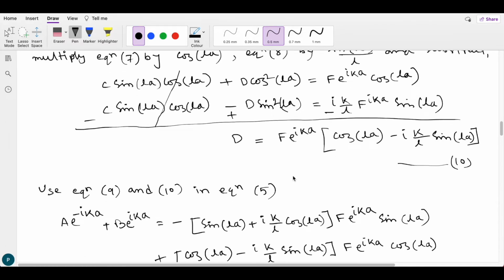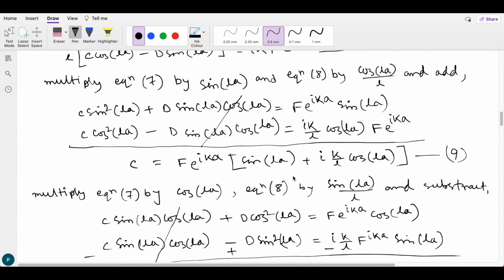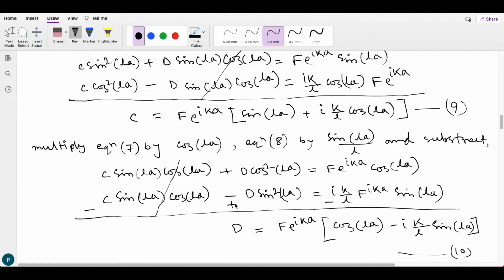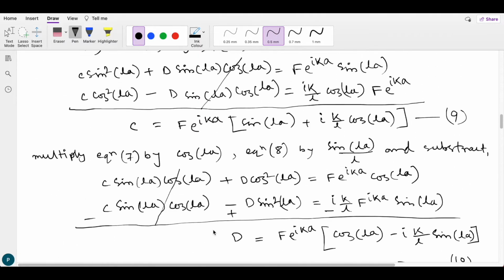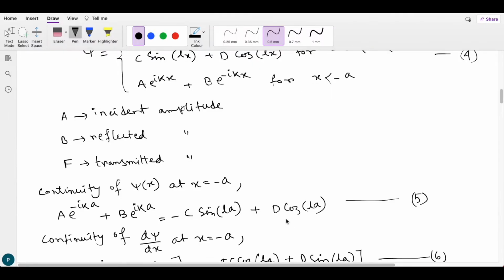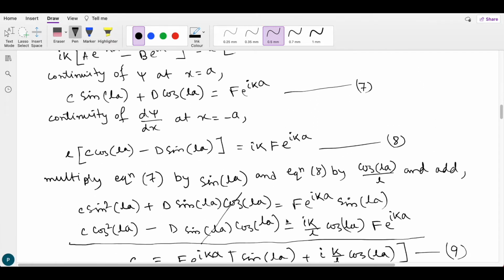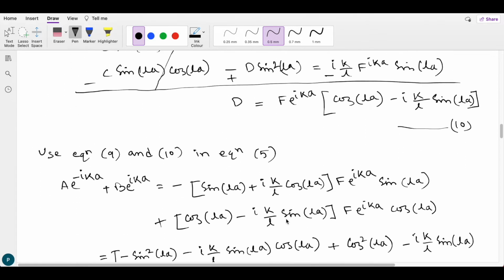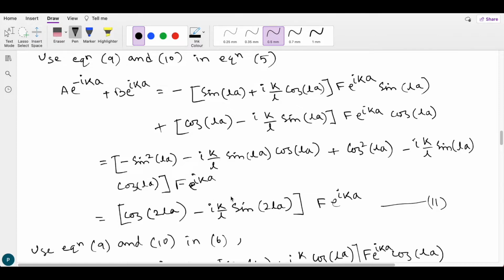Now if we use equations 9 and 10, that is the values of C and D, in equation 5, we get equation 11 by using the continuity of psi at x equals minus a. So if we put the values of C and D in that equation, we get equation 11 after simplifying. This is very simple. You can see the screen how to simplify it.